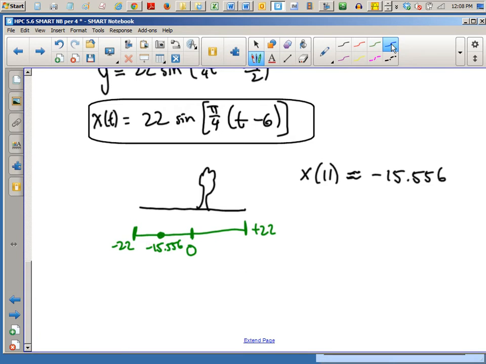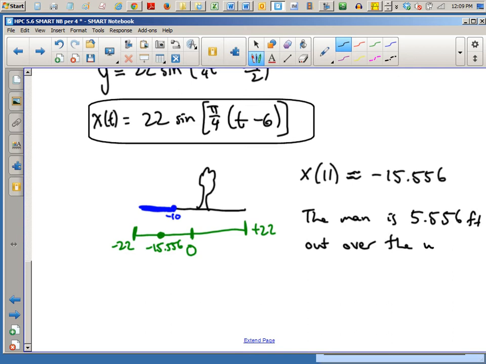And we already said that the water started right here, only 10 feet from the tree. So he's basically 5.5 feet out over the water. So this is at -10. Remember the waterfront? Okay, so you could write it this way. The man is 5.556 feet out over the water at t equals 11.